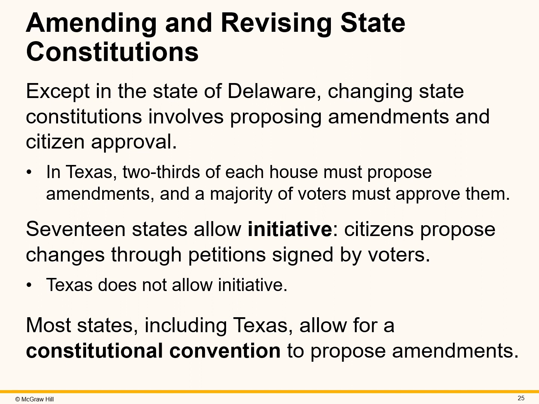Amending and revising state constitutions. Except in the state of Delaware, changing state constitutions involves proposing amendments and citizen approval. In Texas, 2/3 of each house must propose amendments, and a majority of the voters must approve them. 17 states allow initiative or citizen proposals that change through petitions signed by voters. Texas does not allow an initiative. Most states, including Texas, allow for a constitutional convention to propose an amendment.